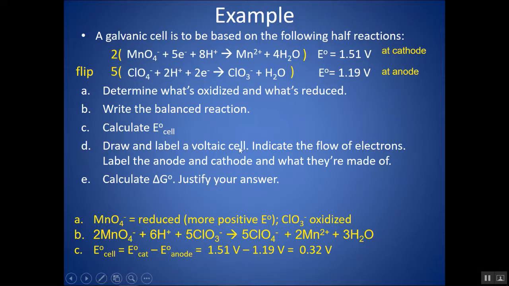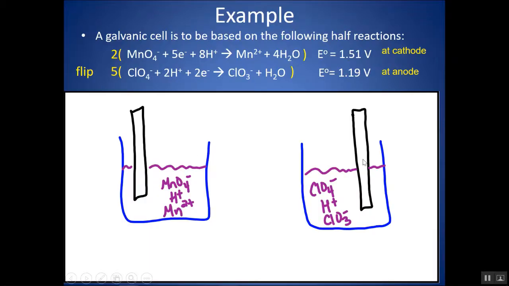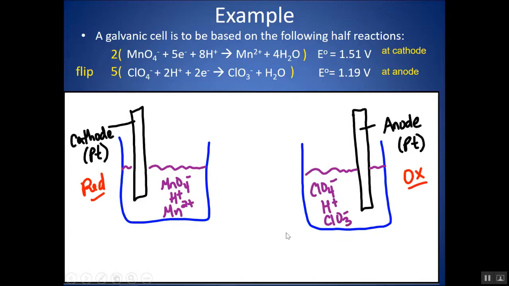Draw and label a voltaic cell, and let's do all of that. Here we go. I need 2 separate containers. These are my reactants for one of them, so they've got to go in here, and over time I'm going to get Mn2+, even if I don't start with it. It's not necessarily needed to start, but it will be produced over time. And in this one, I need the ClO3 minus in there to start with, and over time, these two things would end up being produced since we flipped that half reaction.